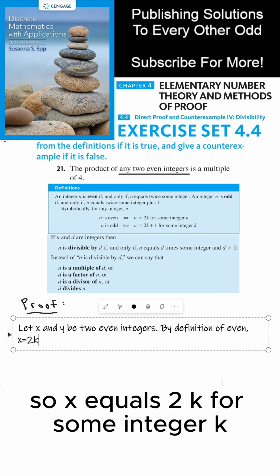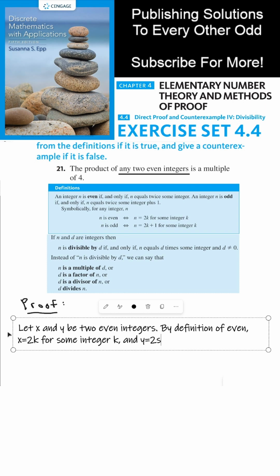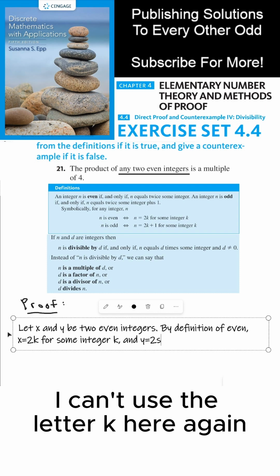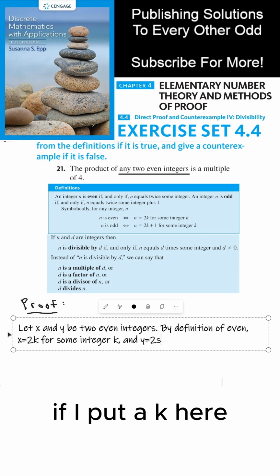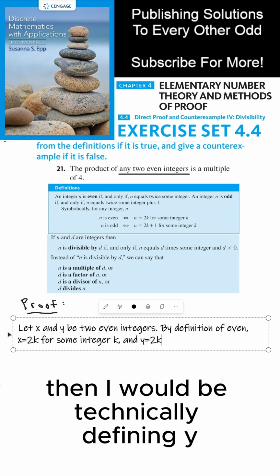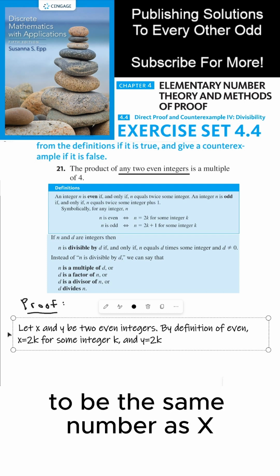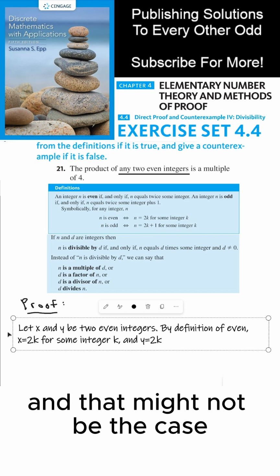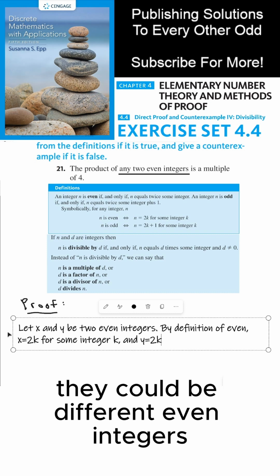So x equals 2k for some integer k, and y equals 2s. I can't use the letter k here again because we already instantiated k when defining x. If I put a k here, then I would be technically defining y to be the same number as x. And that might not be the case from our assumptions. x and y are two arbitrary even integers. They could be different even integers.